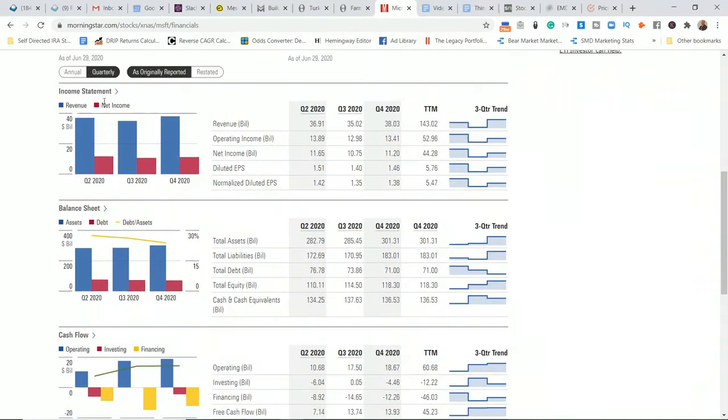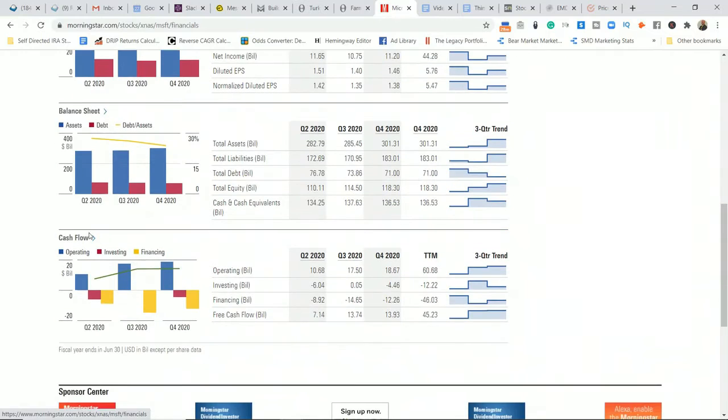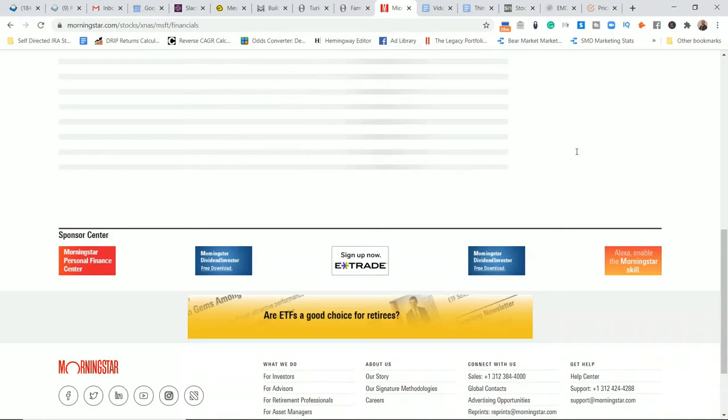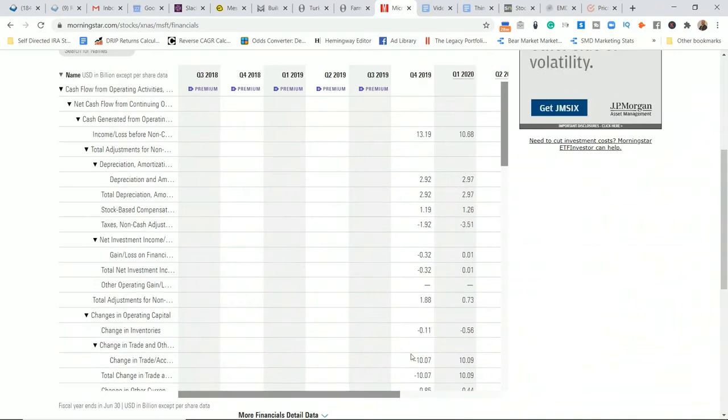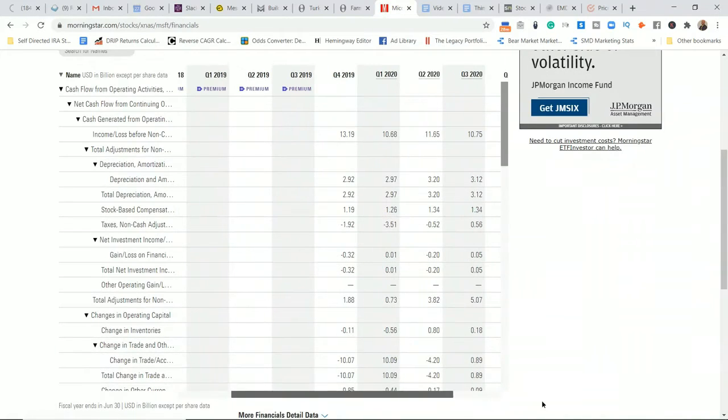To find out and learn about the income statement and the balance sheet, those will be linked as resources below this video, or the previous videos in this series talking about those statements will be linked below this video in the resources section. But go down here and go to the cash flow statement. Scroll over.